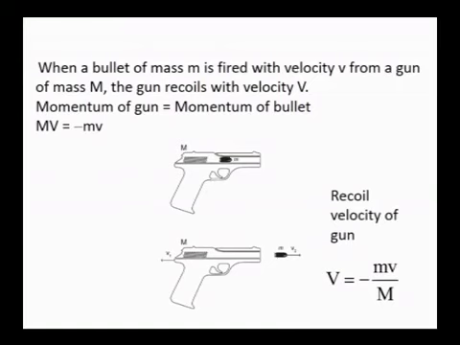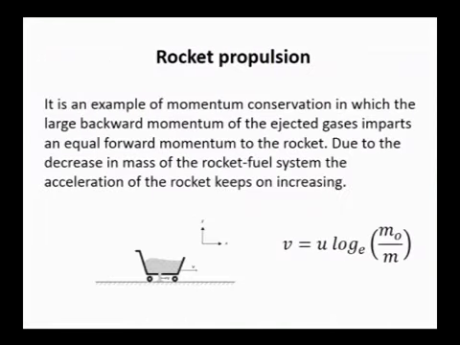So the recoil velocity of the gun, the velocity with which the gun comes backward after the bullet is fired, I can actually calculate. That velocity V will be equal to minus mv divided by M, by using the law of conservation of linear momentum. Another example is rocket propulsion.